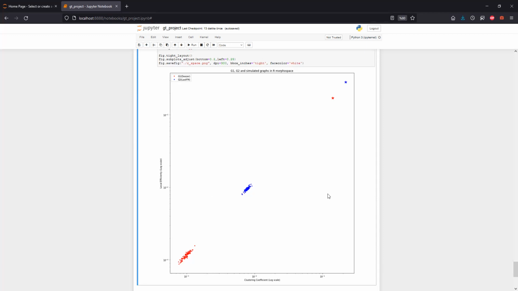Our results show that even though the number of nodes can be high in social networks, the local efficiency is also high due to the existence of many small clusters.